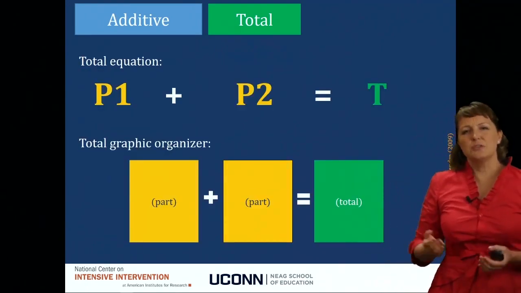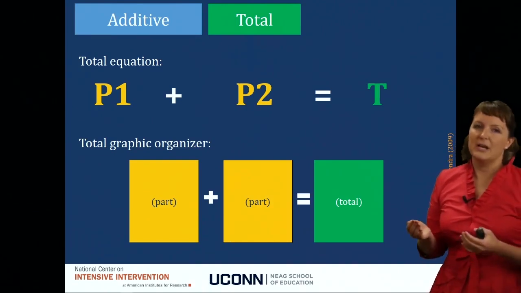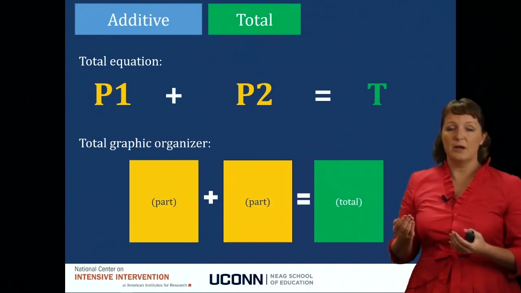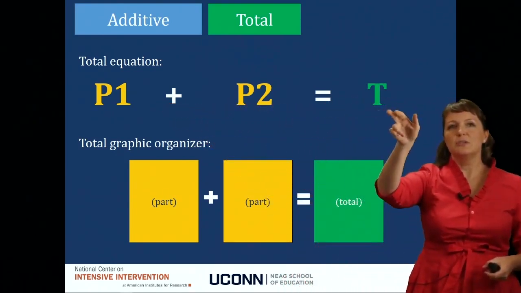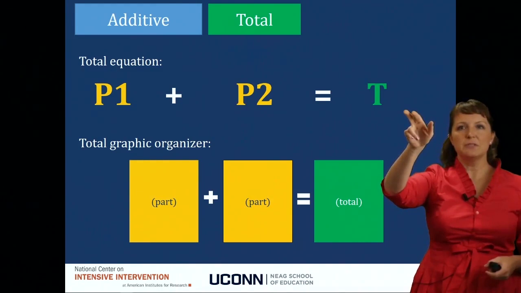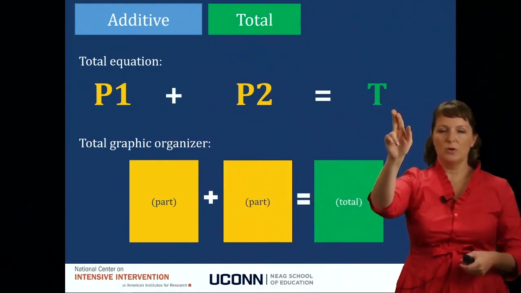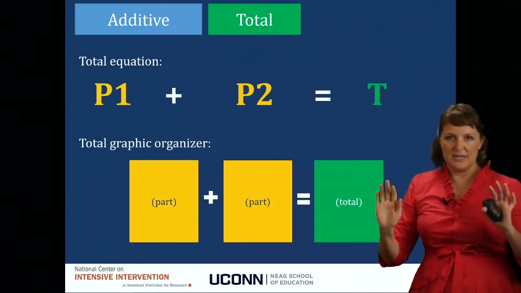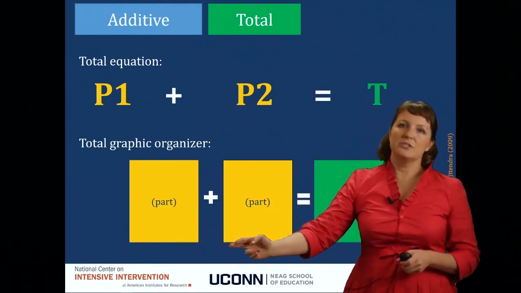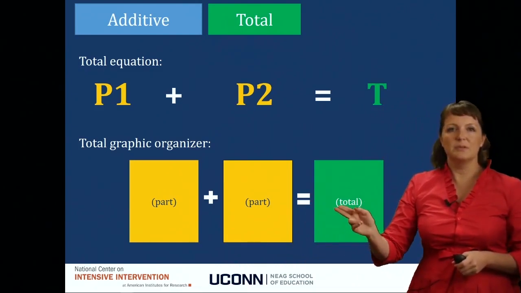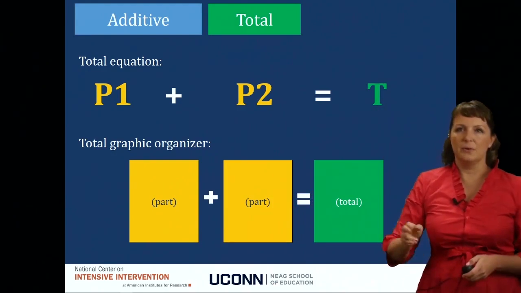Now, how do we help students set up and solve these total problems? Well, there's 2 really good ways to help students organize information from total problems. One is that you can use a total equation. So here we could use P1 plus P2 equals T. That's part 1 plus part 2 equals the total. And that would help us organize the information from a total problem. We could also use a graphic organizer. Here's just a pretty simple one, just square plus square equals square, but that's part plus part equals the total.